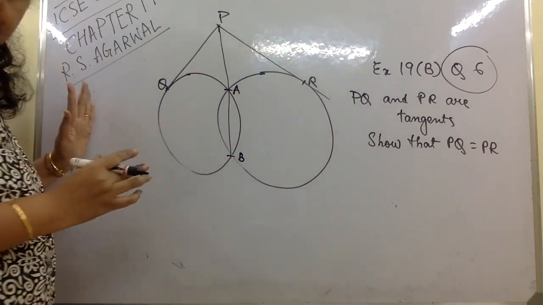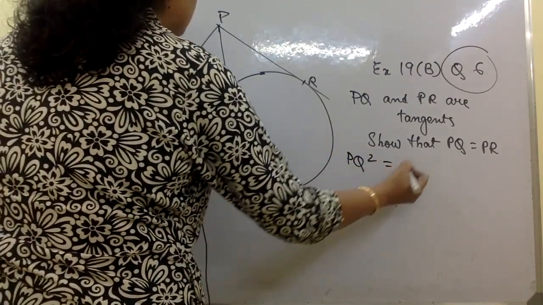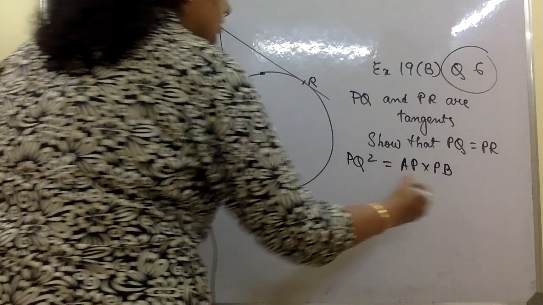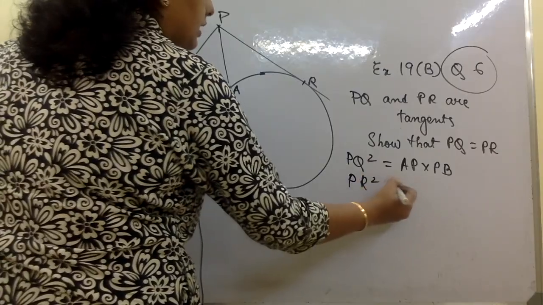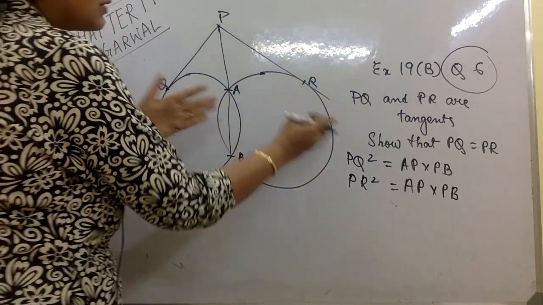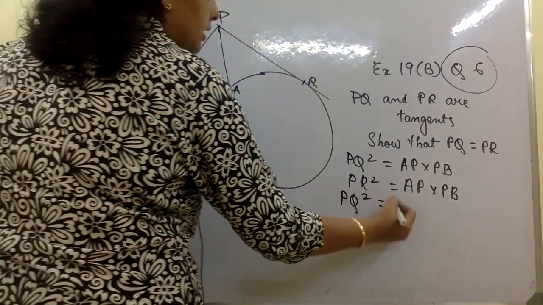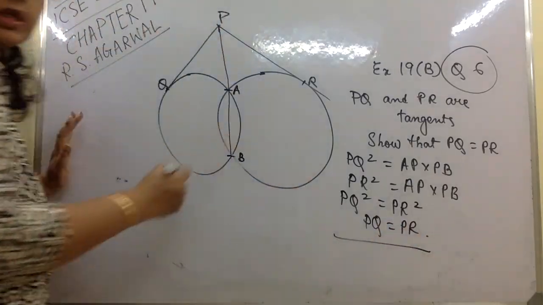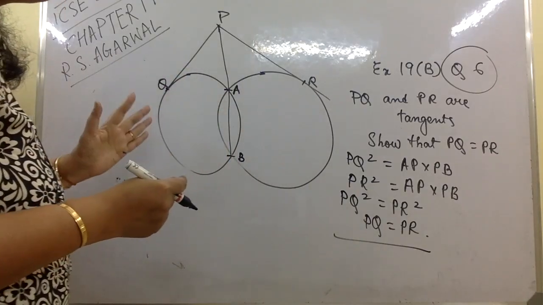Now what to do? Very simply, PQ square is equal to AP into PB. This is coming straight from the theorem. And PR square is again equal to AP into PB, because for this circle I am applying this, for this circle I am applying the first one. Therefore, PQ square is equal to PR square. Therefore, PQ is equal to PR. Proved. As simple as that. Never leave this question, because very little you have to write, only you have to know this theorem.